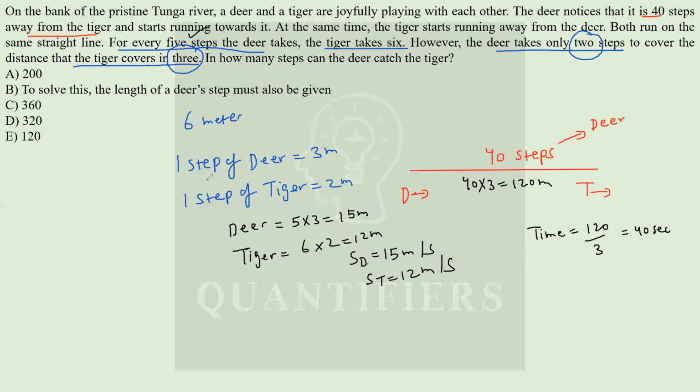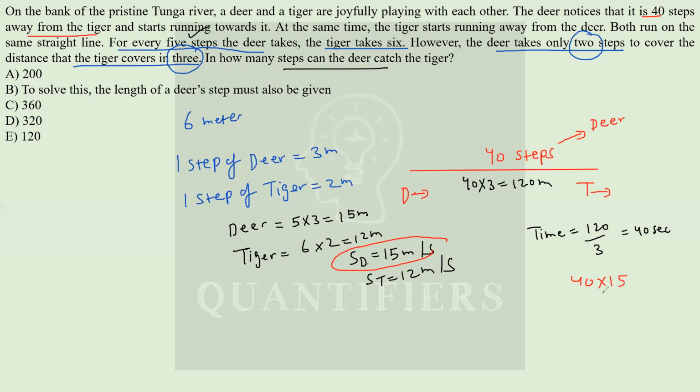But what is the question? The question is how many steps the deer will take. Okay, students. Now to find how many steps, first of all, let us see what will be the distance covered by deer. Now, can I say in 40 seconds, deer will cover how much? Deer will cover 40 into 15.